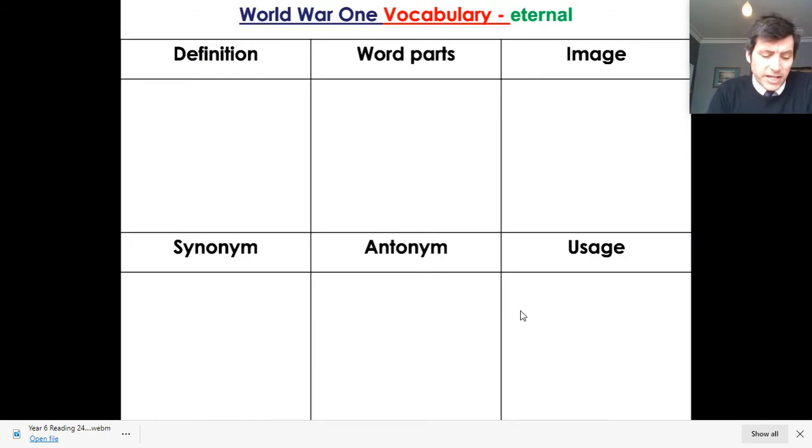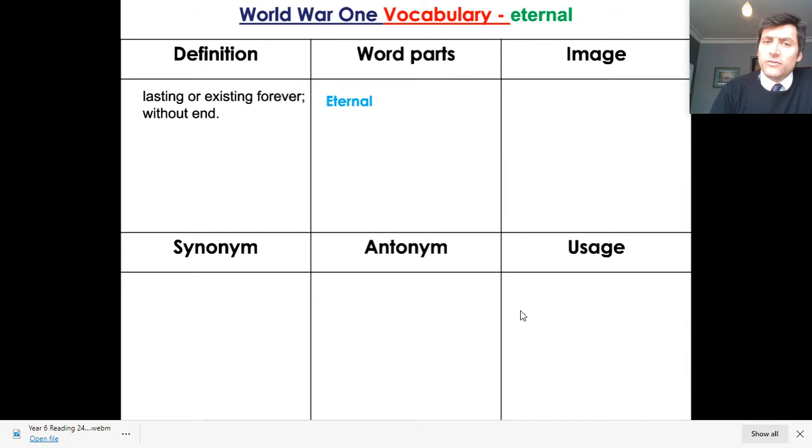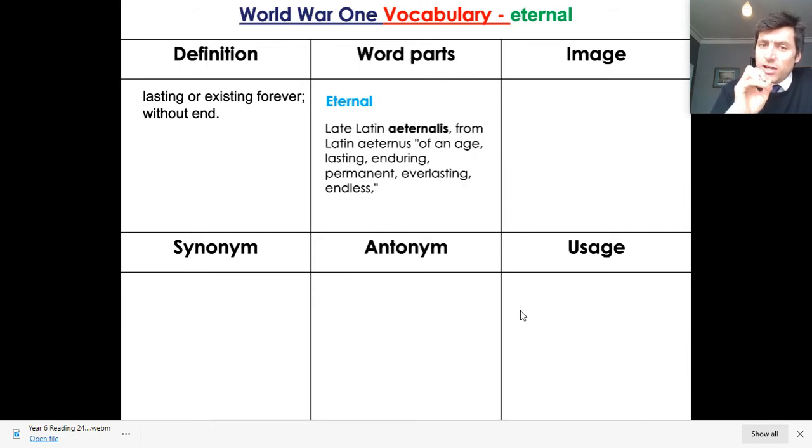Eternal is a word which appears in one of the poems that we're looking at today, and we're just having to think about what eternal might mean. To define it, it means to last or exist forever, so without end, something that's never ended. Eternal, as a word, stems from the Latin aeternalis, which means of an age, lasting, enduring, permanent, perpetual. So it keeps going, keeps going, keeps going. Again, we can see that link: if we look at the middle part of aeternalis, it has eternal within it. So Latin, again, influencing our current language.